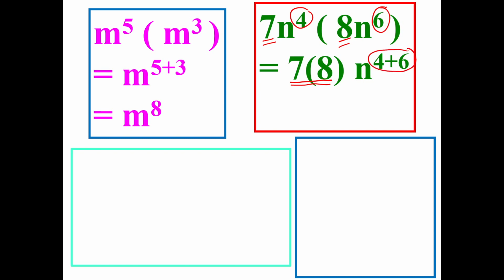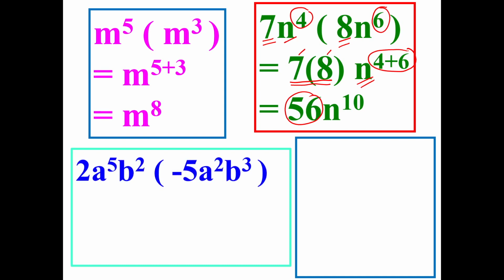You will be getting how much for this? 56. 56 and power of raised to 10. Okay, very good. That is the answer. 7 times 8 is 56. You add 4 and 6 to get 10. You just simply copy the variable n. Okay?